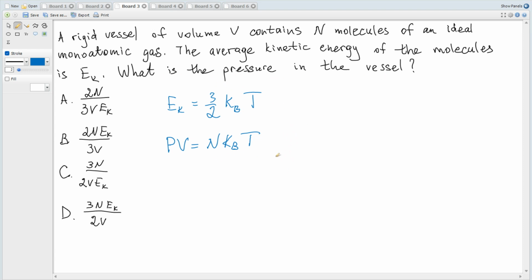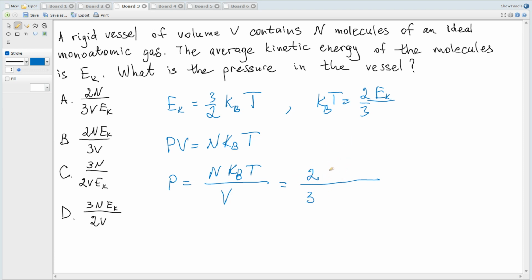What is the pressure? So pressure is n times the constant times T over V, and kT is 2/3 EK, so it is equal to 2/3 n EK over V. So it's B. And that's all for this question.